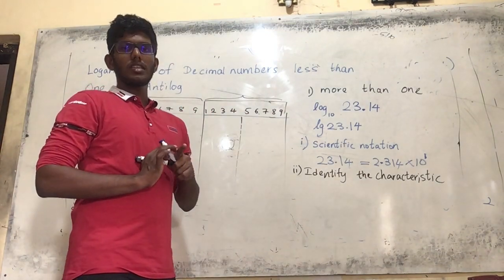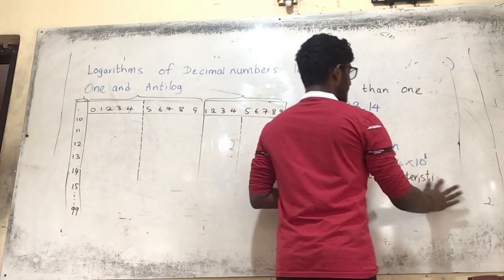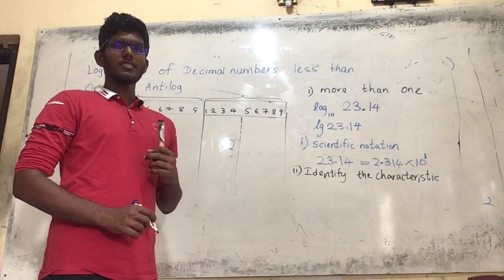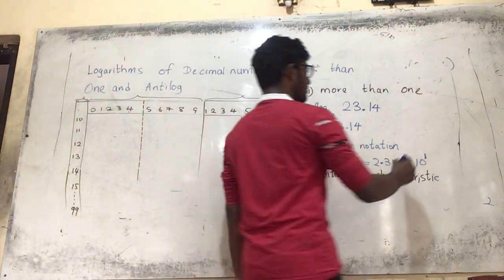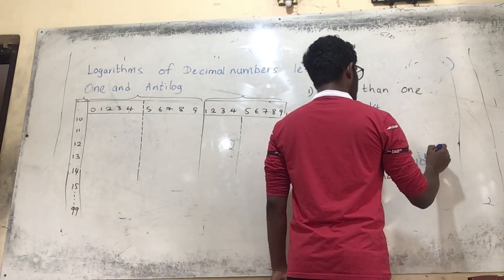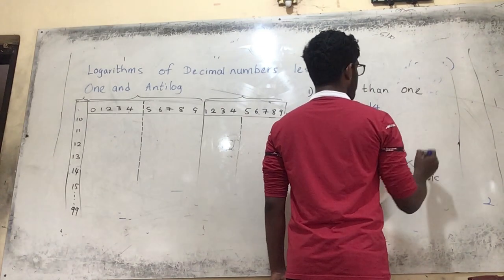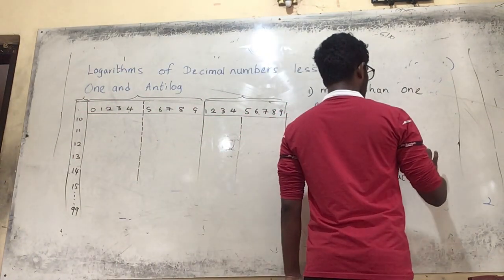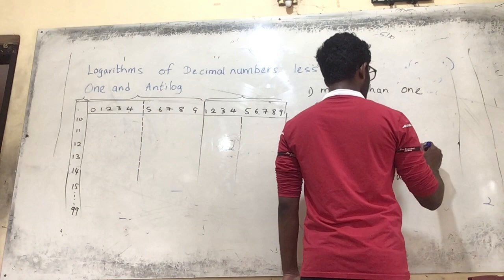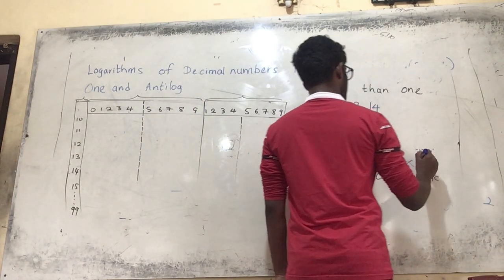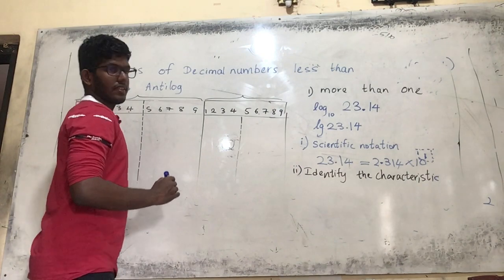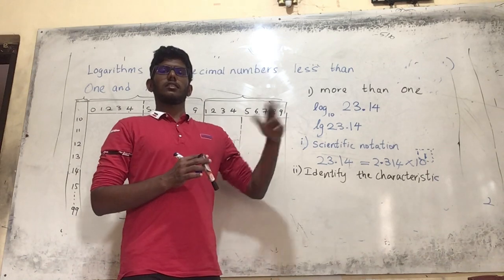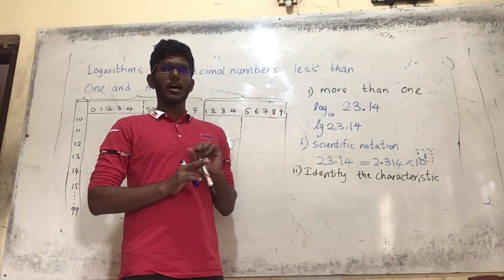Once you write this in scientific notation, it is very easy to identify the characteristic. It is simply the power of 10, whatever that value is. For now, I am teaching only when the power is 0 or a positive number. If it is a negative number, I will tell you what to do later.